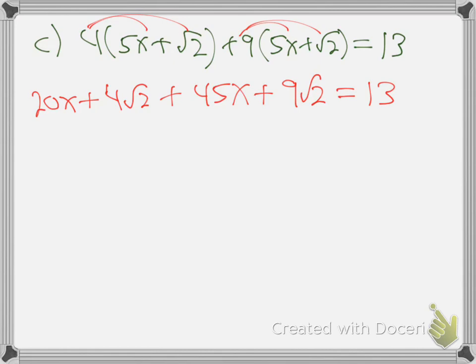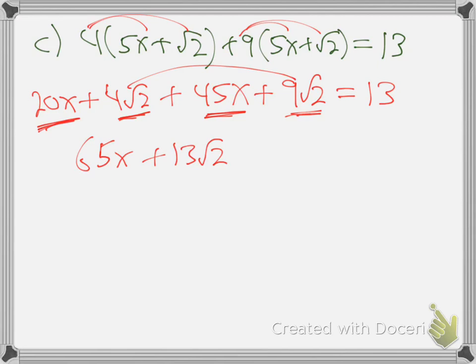Yeah, good. And then we combine like terms, huh? So 20x and 45x, 65. My 5s aren't looking so good there. 65x and 4 root 2 and 9 root 2, 13 root 2 is right, just like letters, like I was saying, right? These guys add, just like you would add 4x and 9x, huh? Get 13x. Roots are just like letters. Equals 13.